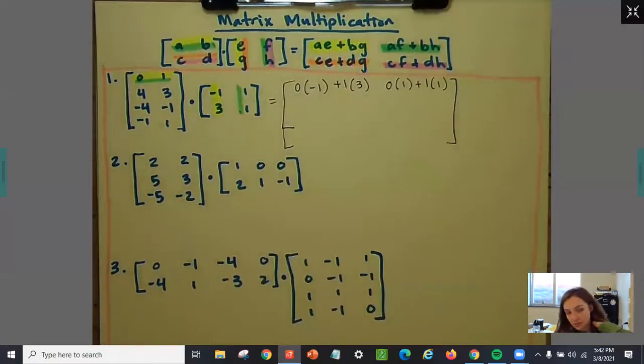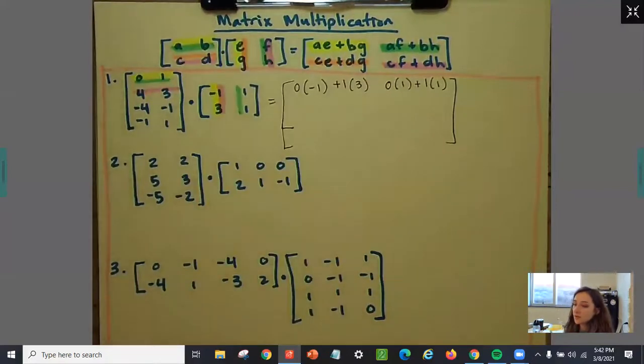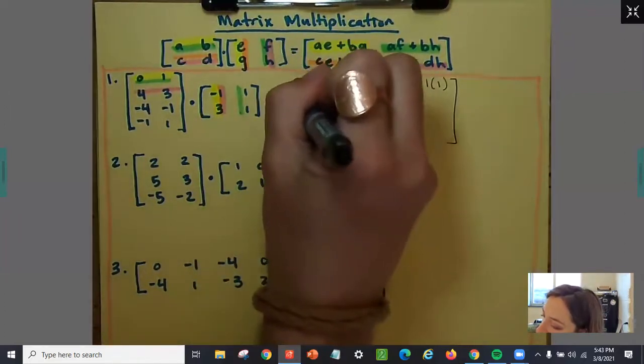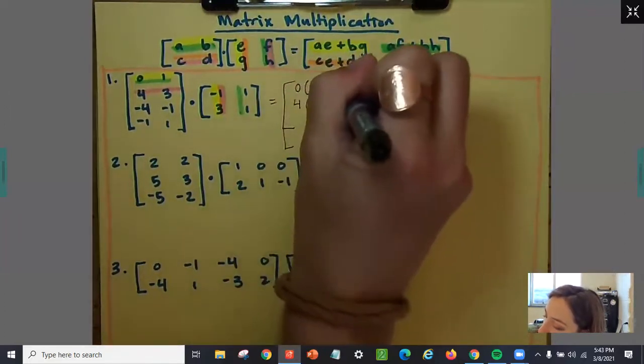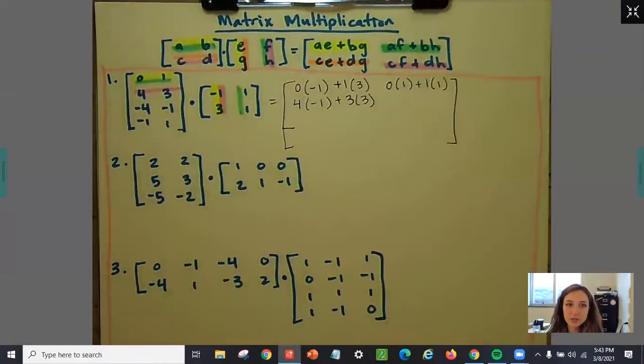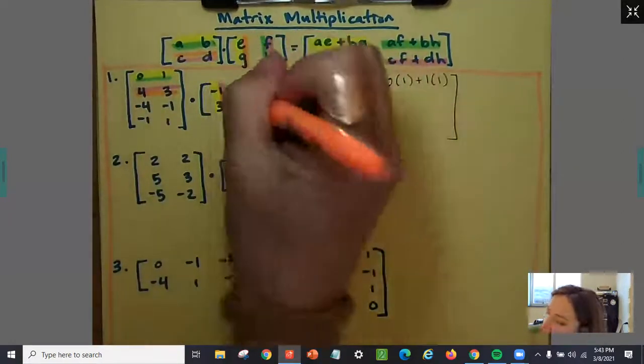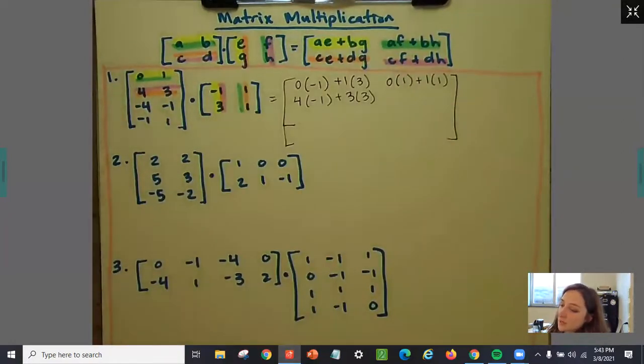Okay, so let's move to the second one. We're going to be doing 4 times negative 1 plus 3 times 3. Okay, then moving on to the next one, 4 times 1 plus 3 times 1.